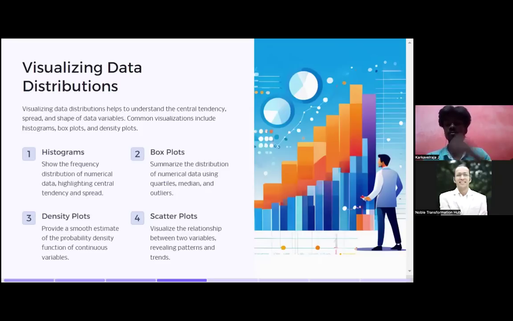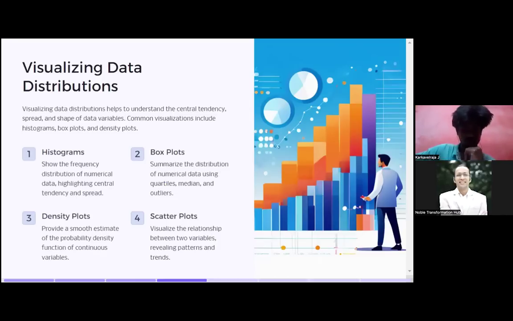Then you have box plots, summarizing the distribution of numerical data using quartiles, median, and outliers, which I already spoke about. So you will see all those things, median, quartiles, outliers, the box plot will show you that. So you need to remember this: if I have to see outliers, I need to use a box plot.